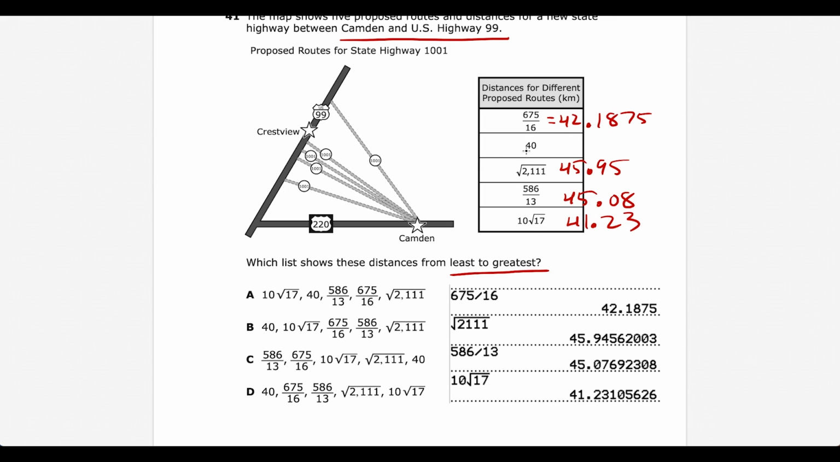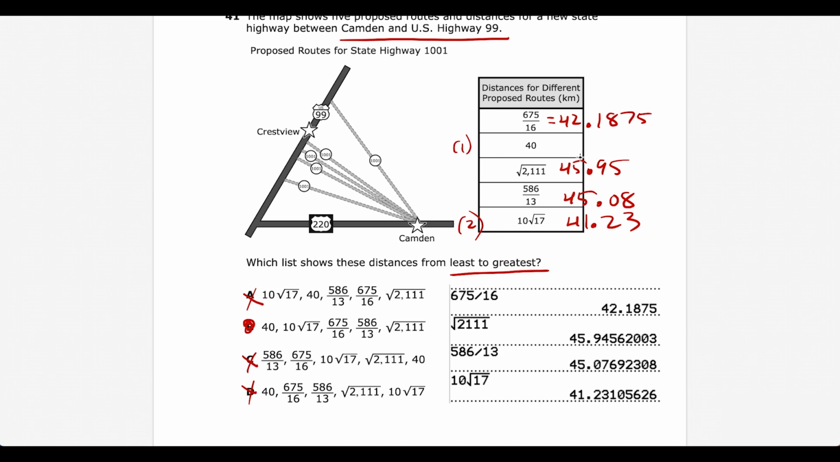Well, notice 40 is definitely the smallest number. So we need our answer to start with 40. So that means B and D are the only ones that are going to be left. And then after 40, we could label these here. Like this is the first number in our list. Then the next smallest number would be 10 square root of 17. And notice that 10 square root of 17 shows up here, but not here. So B is automatically our answer.